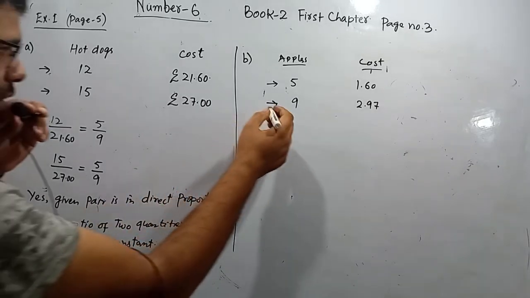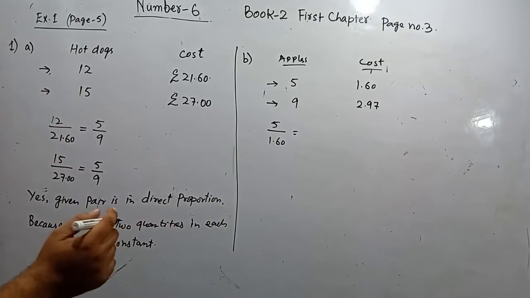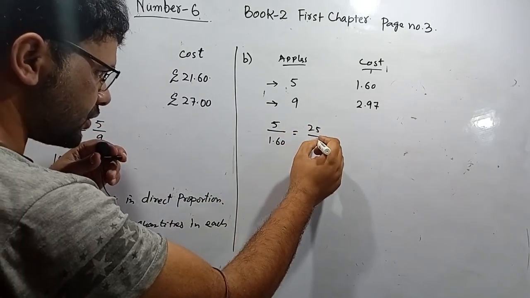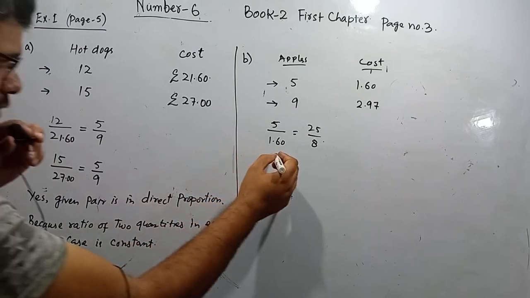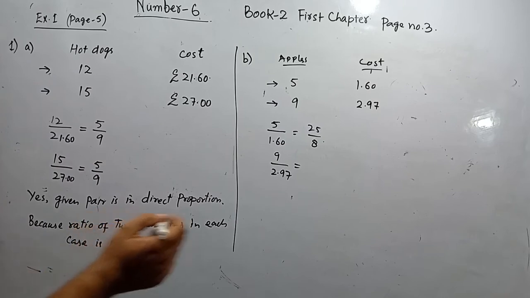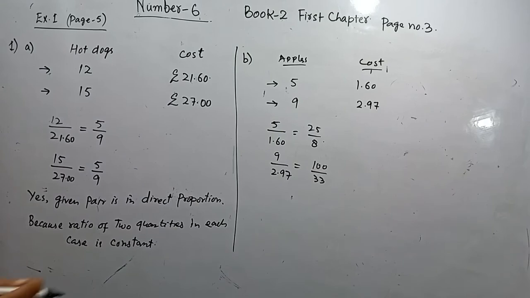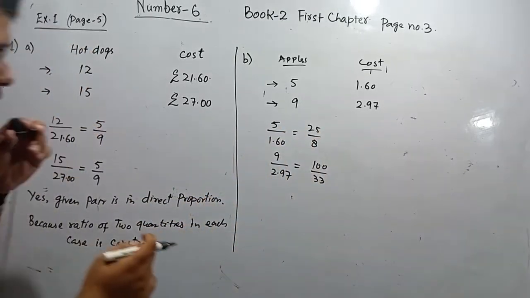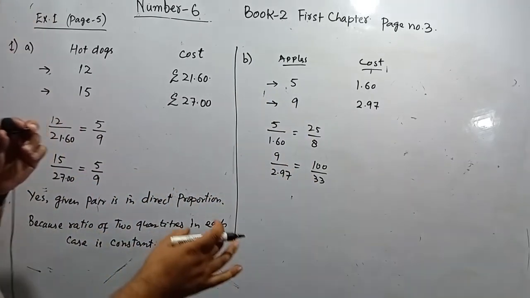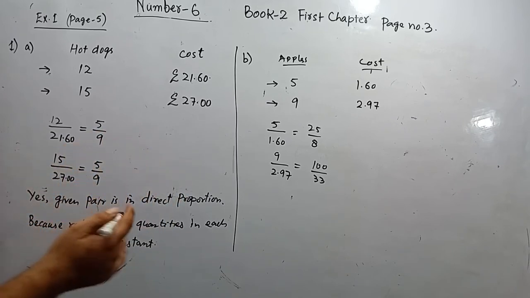Now you can see here how to check whether they are in the direct proportion or not. What we will do, we will write 5 divided by 1.60. We will check their ratio. And once calculating, it will be 25 divided by 8. And next value, that's 9 upon 2.97. Once you calculate it, you will get 100 divided by 33. That means you will get the different values. Also, you can get the values in decimals. You will get definitely the different values. So we can say the ratio of the two quantities in each case is not same, is not constant. So they are not in direct proportion.